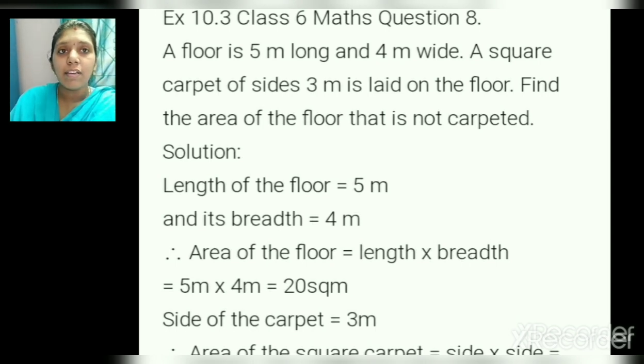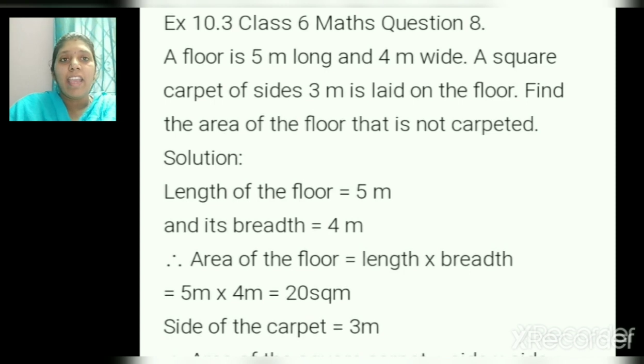Now how can we find? First, finding the area of the floor. The length is given as 5 meter and breadth is given as 4 meter. So the area of the floor is equal to length into breadth, that is 5 into 4. 5 fours are 20. So 20 square meter. That is the area of the floor.